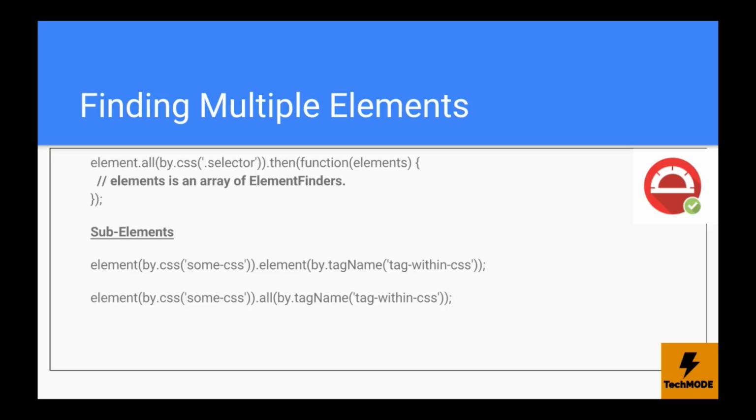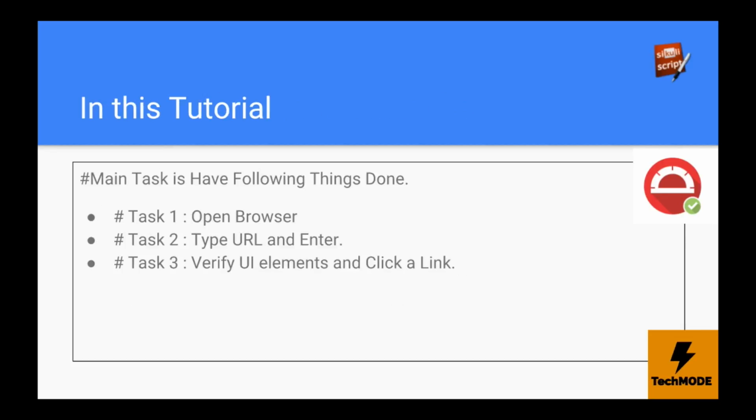Similarly, if you want to find a sub-element of a particular element, you can do element by CSS of something, and after that you can apply the chaining operator dot and do element dot by tag name. And similarly, if you want to find all of them, just use all. So that's the theoretical aspect of the things that we have done.